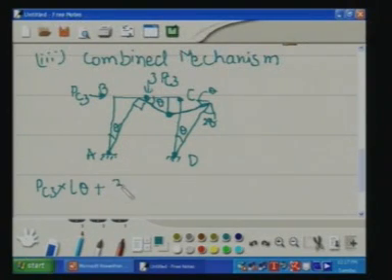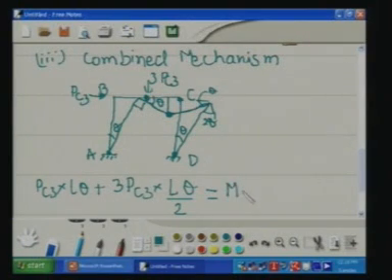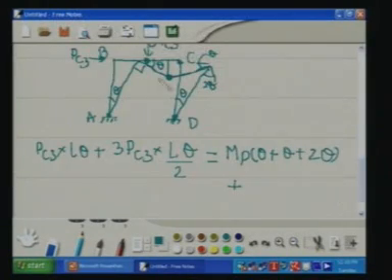So, it will be equal to 3 PC3 multiplied by L theta by 2, and this should be equal to the internal virtual work done, and that is equal to MP multiplied by theta at this place, again MP multiplied by theta at this place, and MP multiplied by 2 theta at this place. So, it will become MP into theta plus 2 theta. In the middle, the value of the plastic moment is equal to 2 MP.